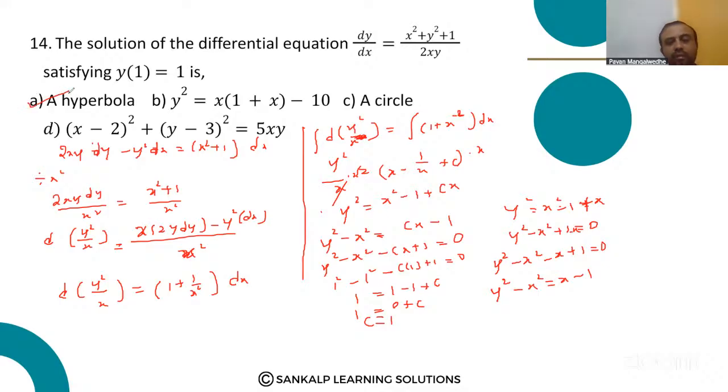Using this condition, we can see that this is nothing but a hyperbola. Why? Because the given equation is of the form ax square plus bxy plus cy square and so on equals 0. Here b square minus 4ac is greater than 0, and when it is greater than 0, the given conic is a hyperbola.